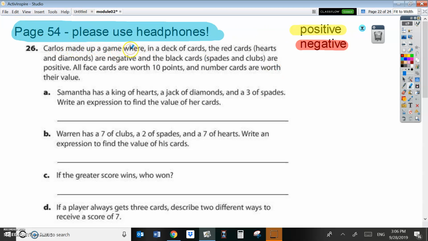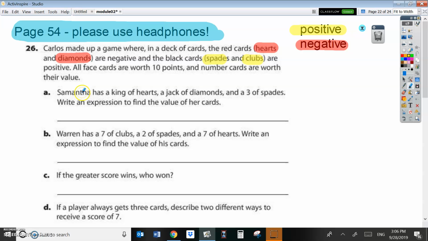So, Carlos made up a game with a deck of cards. The red cards, the hearts and the diamonds, are negative. So let's put some things in order here. Hearts and diamonds are negative. And then the black cards, the spades and the clubs, are positive. So, spades and clubs are positive.